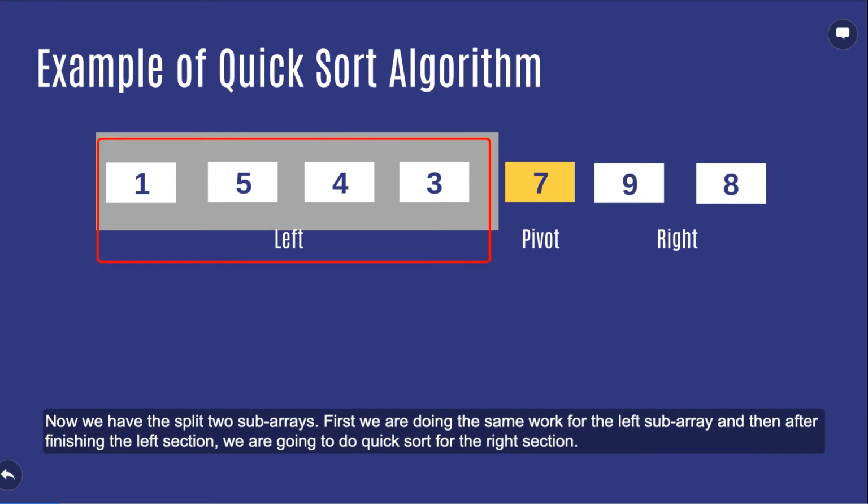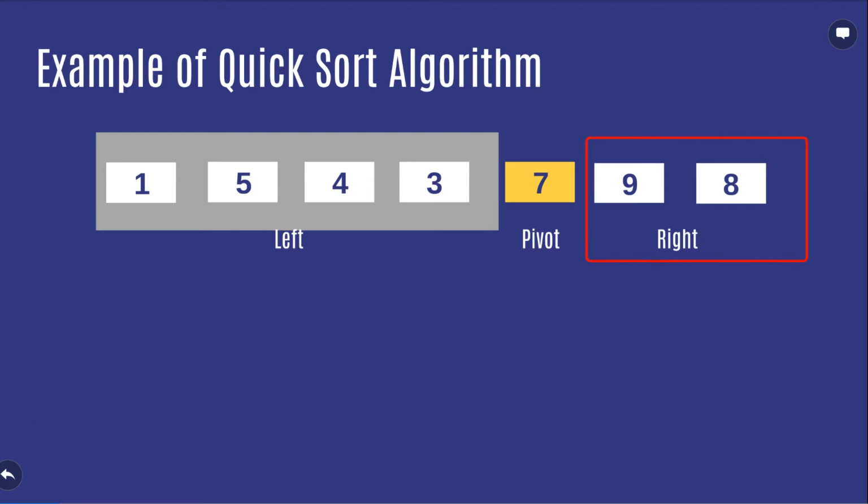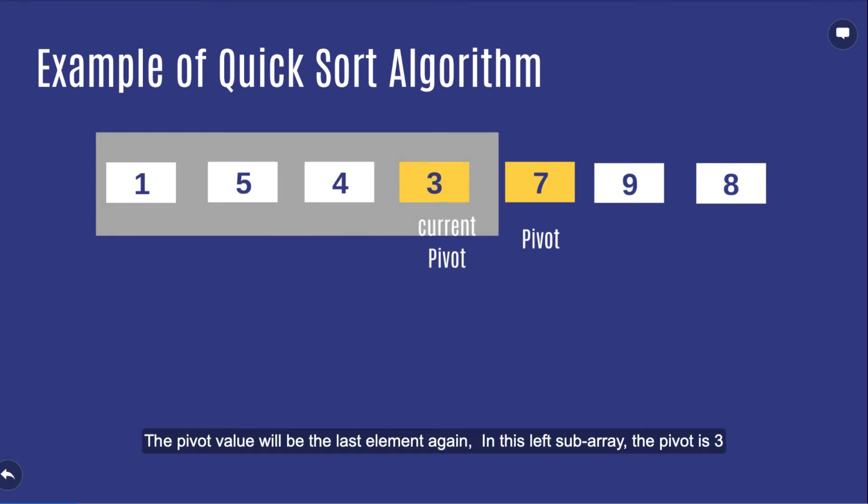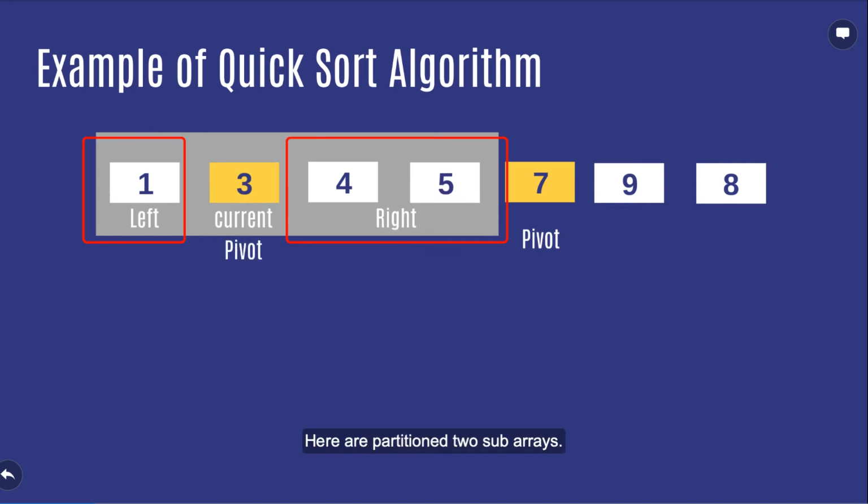First, we do the same work for the left subarray, and then after finishing the left section, we are going to do quicksort again for the right section. Now let's do quicksort for the current left section. The pivot value will be the last element again. In this left subarray, the pivot is 3. Hence, let's divide this array into two sections based on the pivot value 3. And here are the two partitioned subarrays.